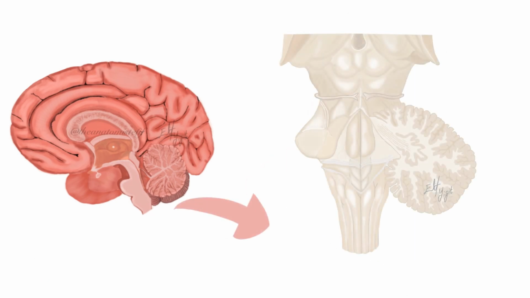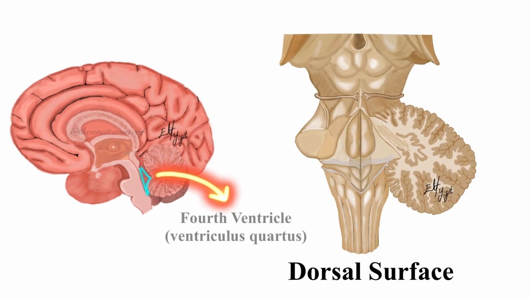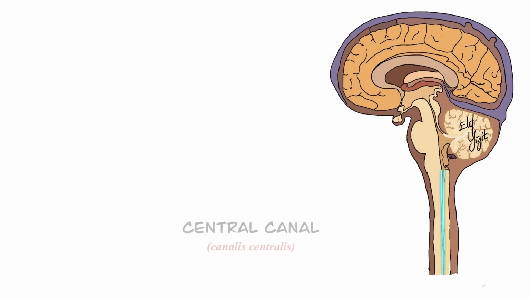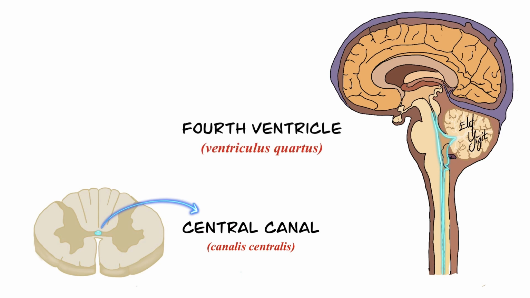Posterior surface, in other words dorsal surface, on the other hand, faces the fourth ventricle of the brain. Fourth ventricle is also known as ventriculus quartus in Latin. On the inner side, there is the central canal, also known as canalis centralis in Latin. Central canal in the spinal cord continues above as the fourth ventricle.